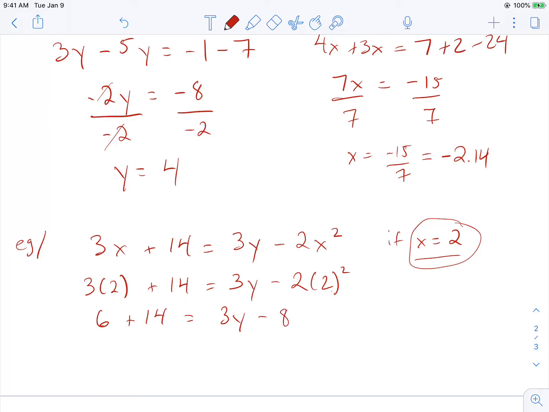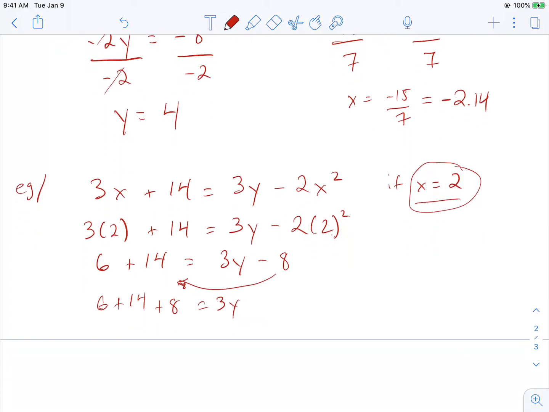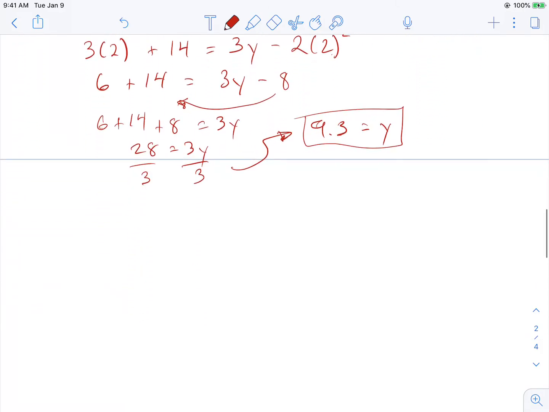Now what we have to do is isolate for y, so I'm just going to slide that over, and we get 6 plus 14. That negative 8 is going to become positive 8, and we get 3y. 6 plus 14 plus 8 is going to give you 28 equals 3y. Just divide both sides by 3. And you're going to get 28 divided by 3, which is a perfectly fine response. You can leave it as a decimal and get 9.3 equals y. Either is acceptable. Okay, perfect.